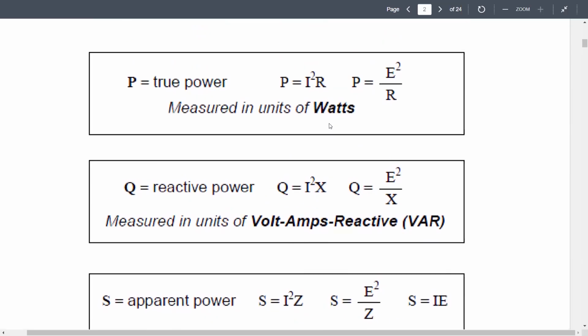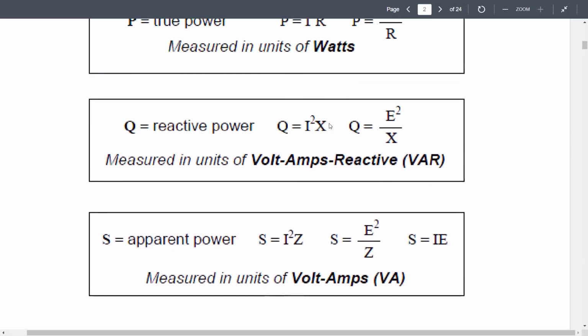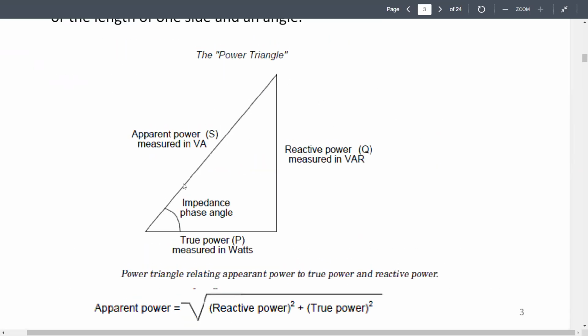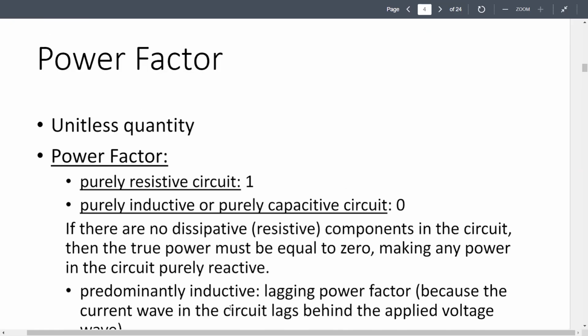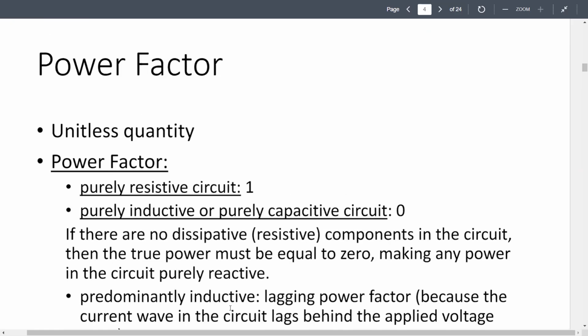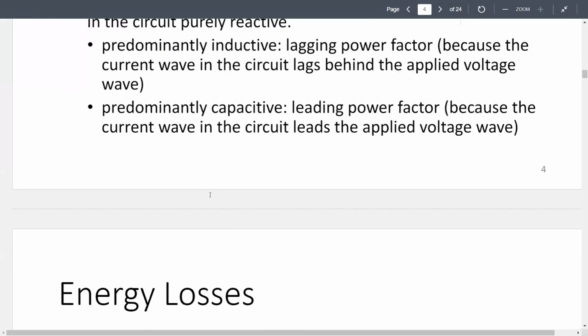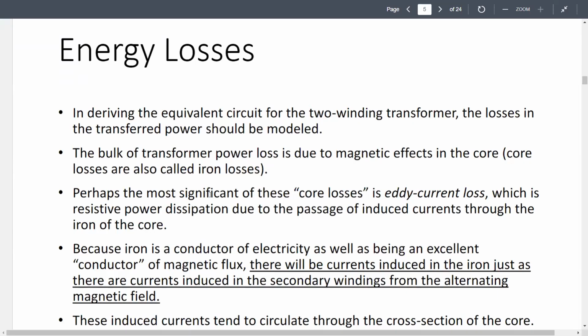We all know these, and these formulas can be used in different ways. We'll be needing them, and we also need to know about this power triangle and this equation, especially. Power factor is also important for this experiment. I hope we all know this. Now, energy losses. We are going to talk about a practical transformer in this case. There will be losses in a practical scenario, right?